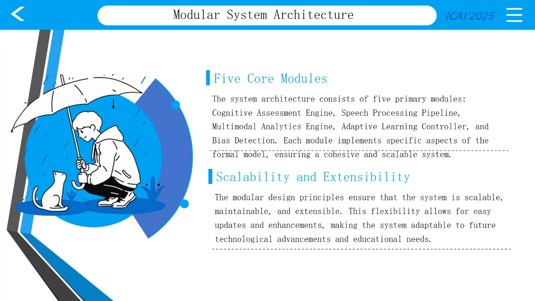We've got five core modules in our system architecture, which include cognitive assessment engine, speech processing pipeline, multimodal analytics engine, adaptive learning controller, and bias detection. Each module implements specific aspects.